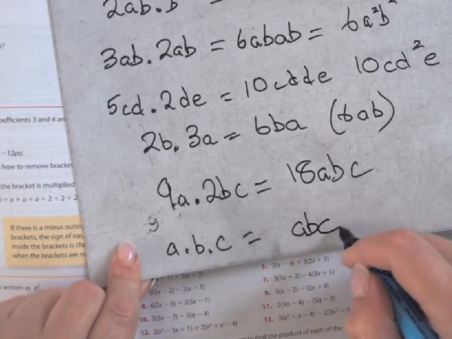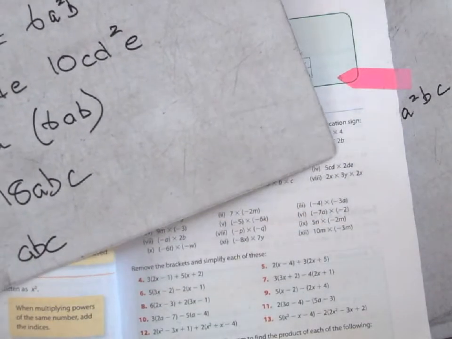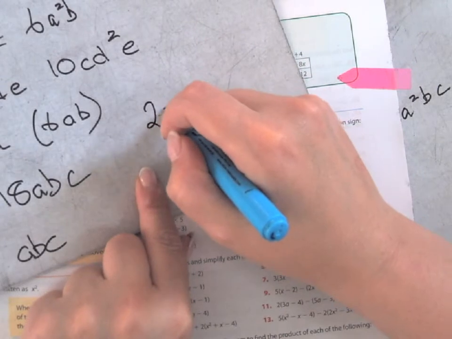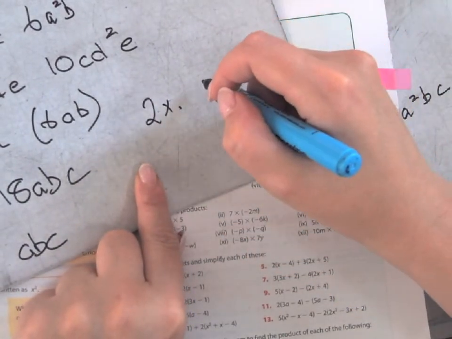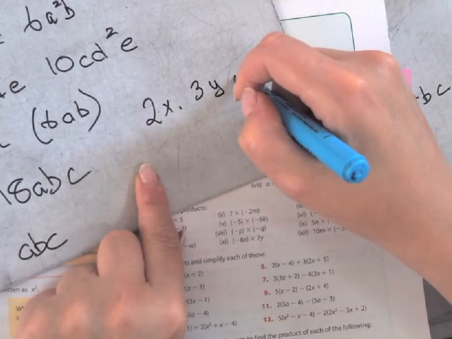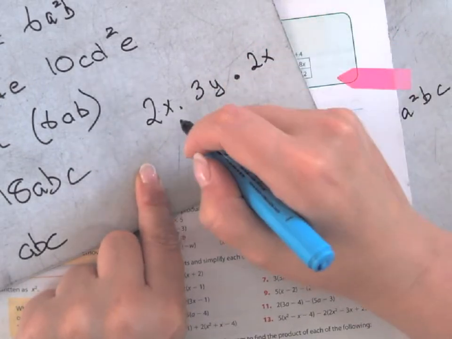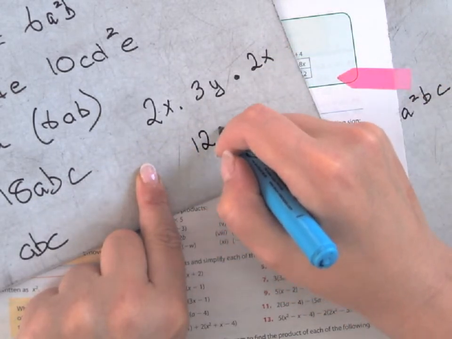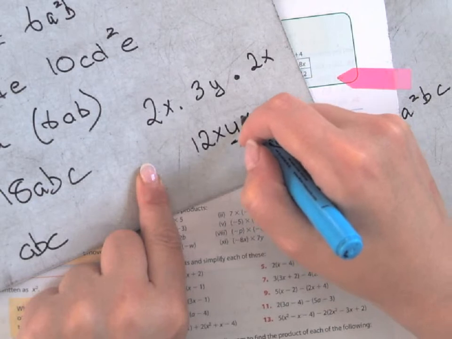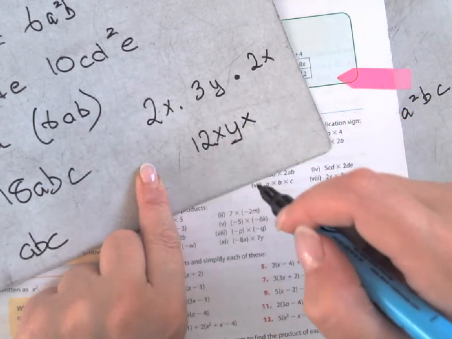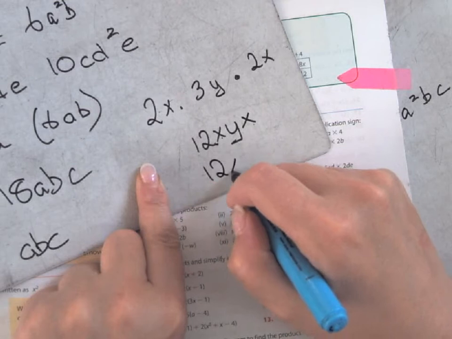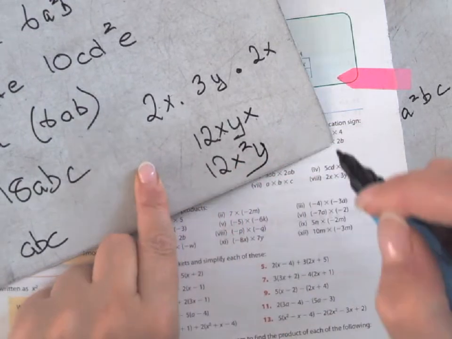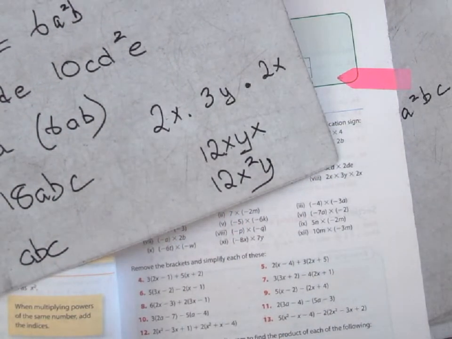ABC. Right, and finally the last one is 2x multiplied by 3y multiplied by 2x. So multiply the numbers. 2 by 3 is 6, by 2 is 12, and then just write all the letters beside each other: x, y, x. You'll notice there's two x's, so how will I write them? 12x squared y. Isn't that right? Okay, great. Did you get them all right? Yeah. Who got one wrong? No, everyone got them all right.